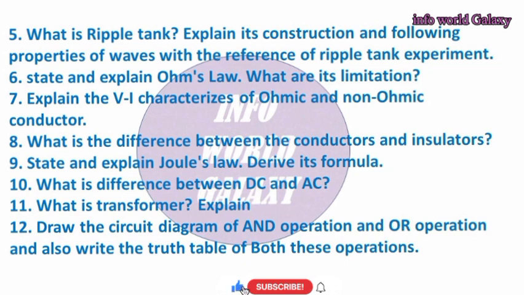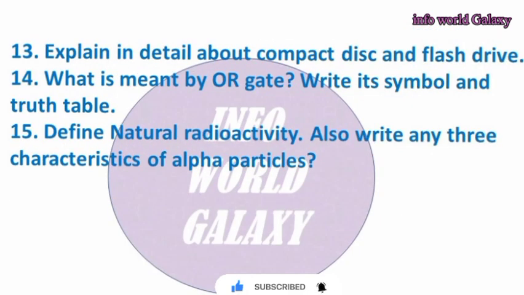8. What is the difference between conductors and insulators? 9. State and explain Joule's law. Derive its formula. 10. What is the difference between DC and AC? 11. What is a transformer? Explain. 12. Draw the circuit diagram of AND operation and OR operation and also write the truth table of both these operations.